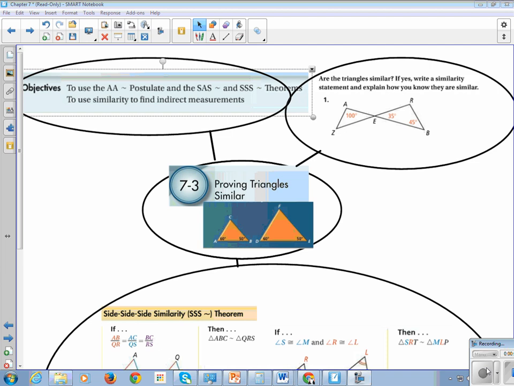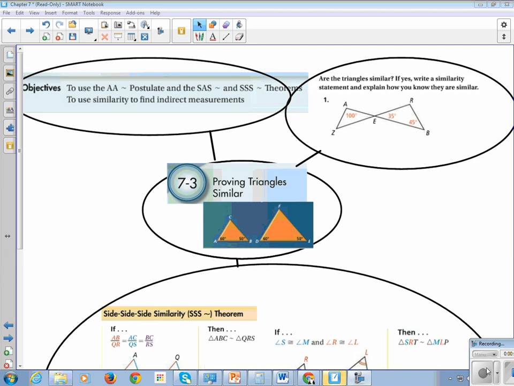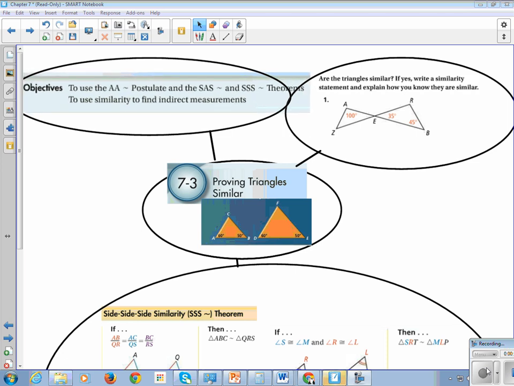All right, so this is Chapter 7, Section 3, Proving Triangles Similar. So right here I have a picture of similar triangles. Our learning objective is to use the angle-angle postulate and the side-angle-side and side-side-side theorems, and to use similarity to find indirect measurements. So if I'm finding measurements indirectly, I am not taking out my ruler or my protractor and calculating them.